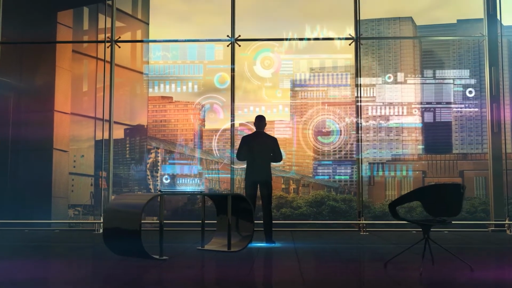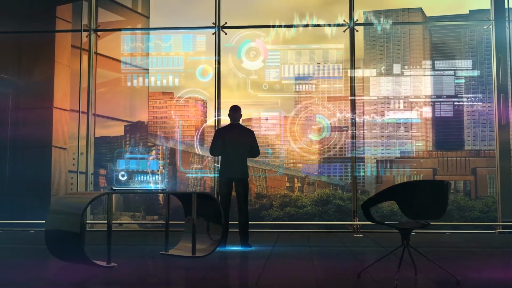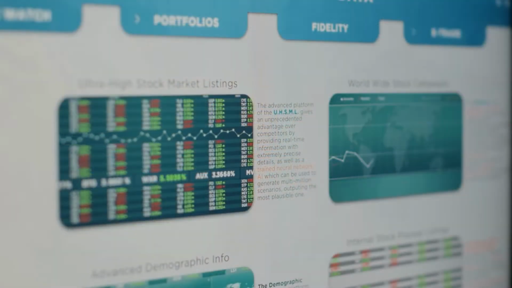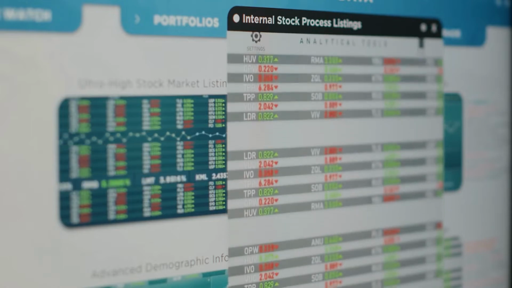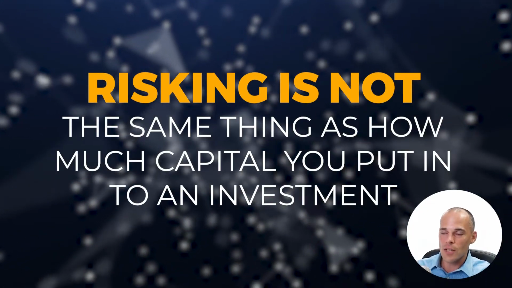Now granted, it's perfectly possible the price will rip through your stop loss so fast that you may take a greater than $5,000 loss in this example, but your position size, in this case, you're risking $5,000, even though you may have purchased $100,000 worth of shares. So I just want to clarify that. Risking is not the same thing as how much capital you put into an investment or trade.